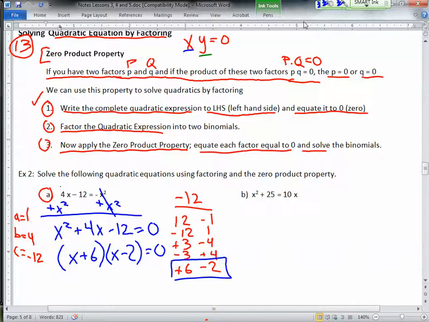But is everybody with me so far? We just factored it and set it equal to 0. And just like at the top where I said, if I had P times Q and that's equal to 0, then either P is 0 or Q is 0, well, down here, either x plus 6 is 0 or x minus 2 is 0.